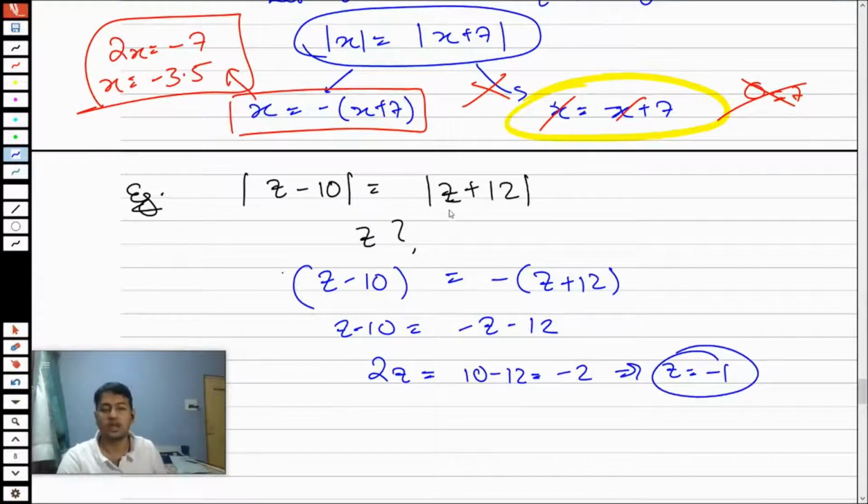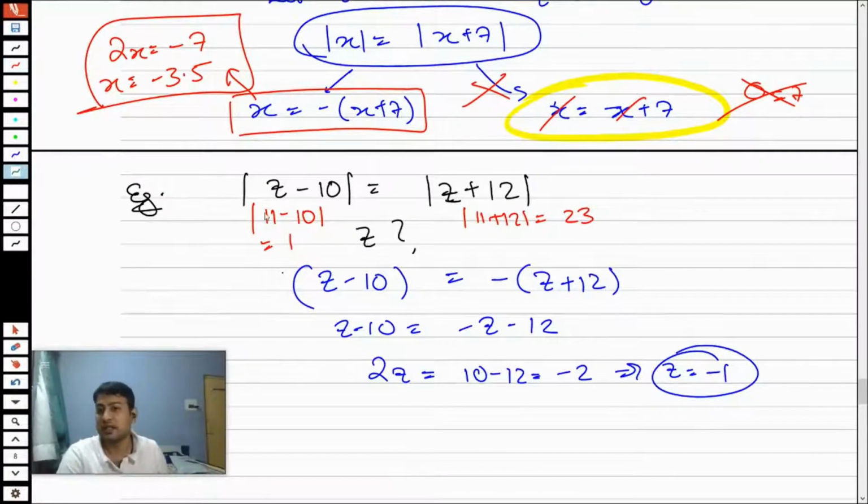Let's say Shreya gave me the answer 11. Suppose I put 11 as the answer. So here what I get is |11 - 10|, which is equal to 1. Here I get |11 + 12|, which is equal to 23. So obviously it's wrong. 23 is not equal to 1.